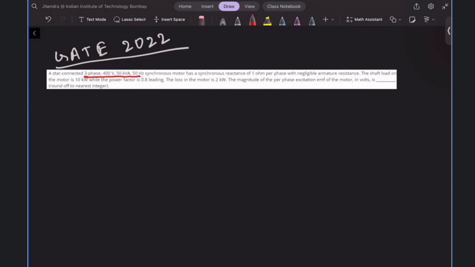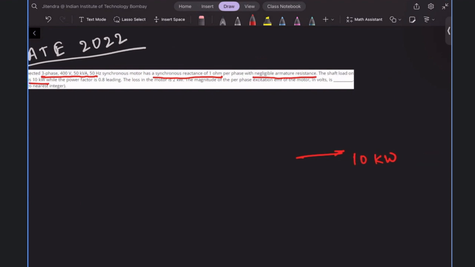And here, one very convenient thing they have provided, that we have to deal with only synchronous reactance. Whenever resistance comes in the picture, it gets a bit lengthy. So negligible armature resistance they have already mentioned. The shaft load, which means output load. Just in the previous problem, we specified the power flow diagram, so you might be able to imagine that shaft power is at the output, right? 10 kilowatt with 0.8 power factor leading.